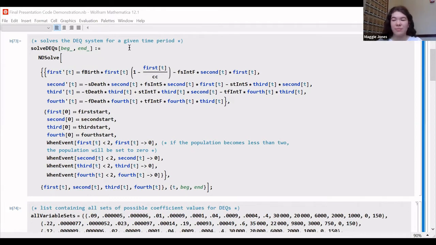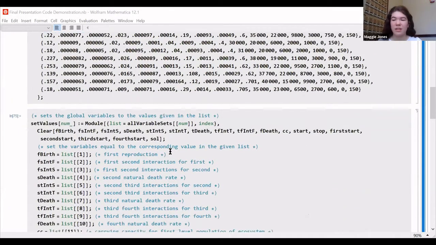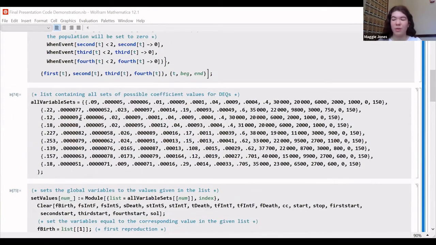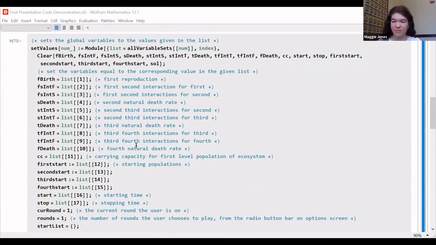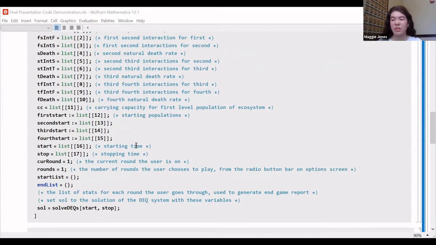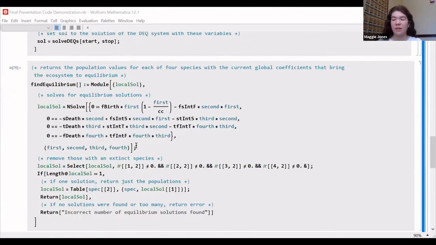The next function we'll show is SetValues. This function sets all of the global variables used in the differential equation to our desired values using one of the set list of variable values from the AllVariableSets list above. This allows us to handle the large number of variables that are within our differential equation system. The variables set in this function include birth rate, death rate, and interaction rates, along with time periods and species starting populations. The final important function dealing with the differential equations is the FindEquilibrium function.